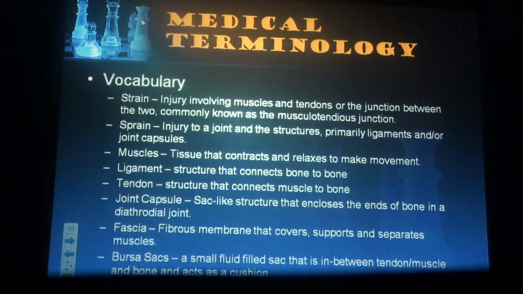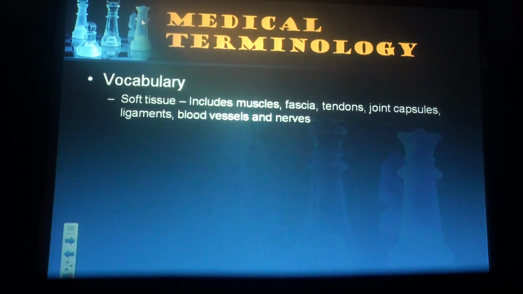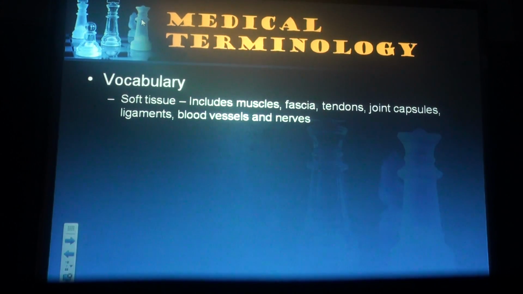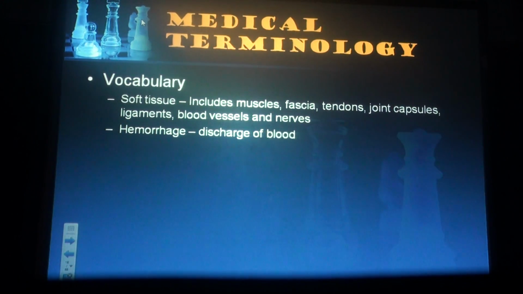Bursa sacs. A small fluid-filled sac that is in between tendon, muscle, and bone and acts as a cushion. It's a fluid-filled sac for friction purposes. Helps cushion the area. Soft tissue includes muscles, fascia, tendons, joint capsules, ligaments, blood vessels, and nerves. So anything that's soft, pliable. Hemorrhage is a discharge of blood.